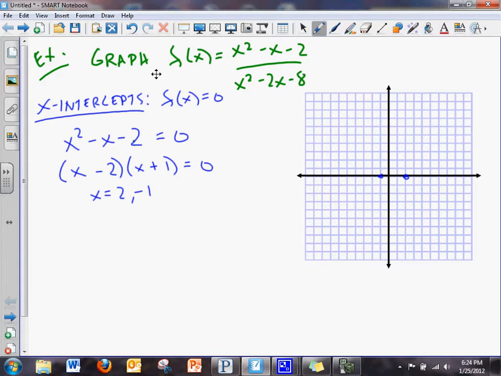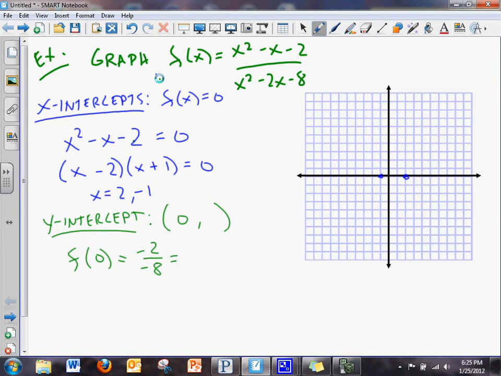So the y-intercept always has an x-coordinate of 0. So what I'm going to do is take the function and plug in 0. And really, when I plug in 0, all of these x terms go away. I'm left with negative 2 over negative 8, or 1/4. 1/4, there's the y-intercept. Really, I just divide the last terms, the top and the bottom. So 1/4, I'm just going to guess. It's right above 0. You know, whatever.